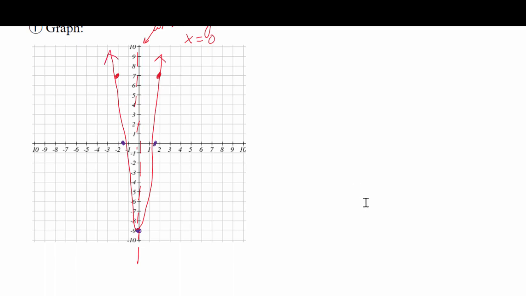So notice that with our middle term being gone, we ended up having a vertex that was on the y-axis. So our vertex was not only the vertex, but it was also the y-intercept of the parabola. And then our x-intercepts are on either side of the y-axis. So that's neat.